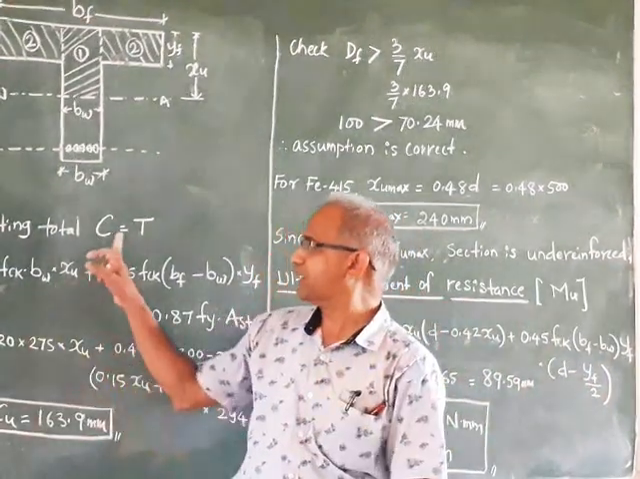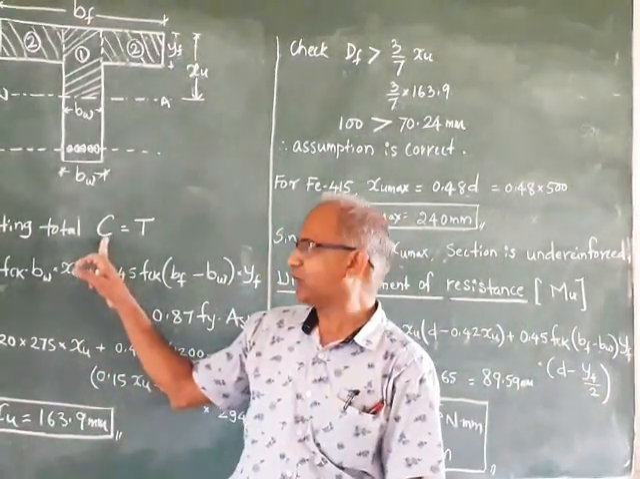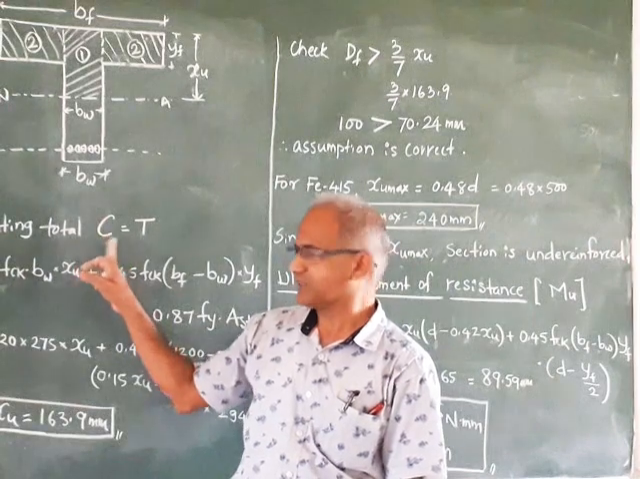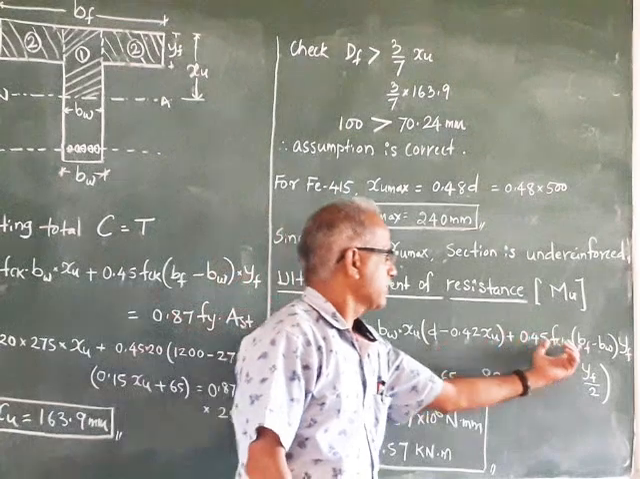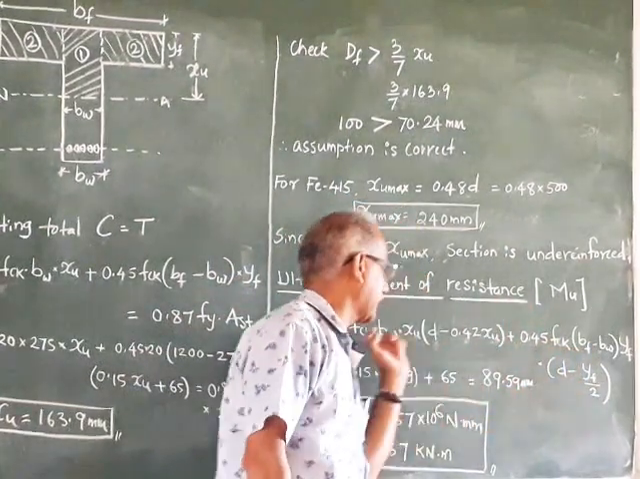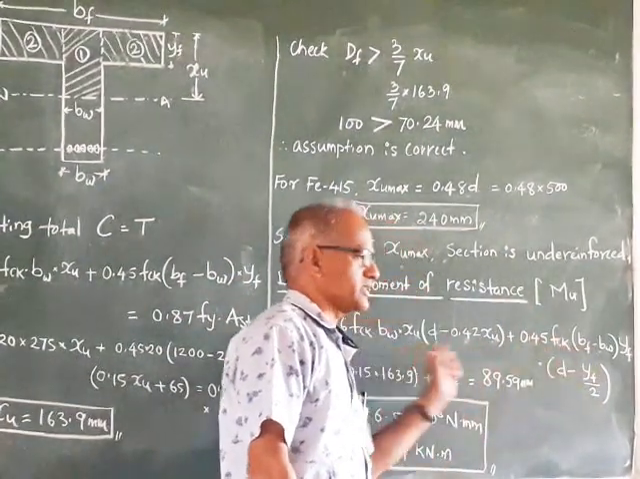So what you have written here is C into lever arm. C is C1 plus C2, so C1 into lever arm plus C2 into lever arm. Again, observe the change in this equation.